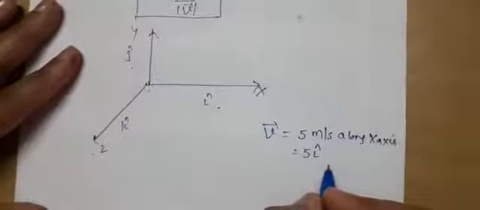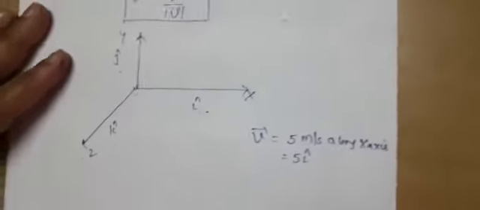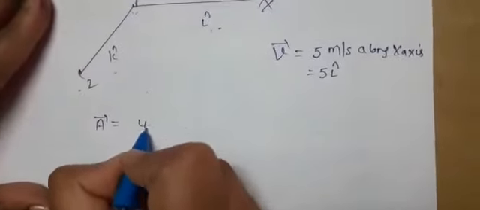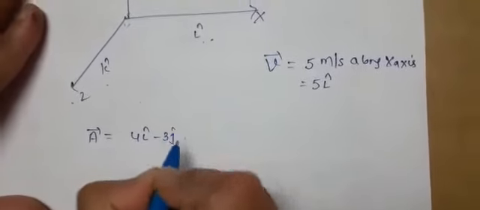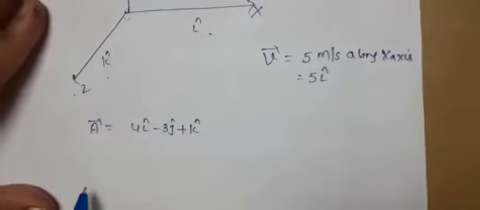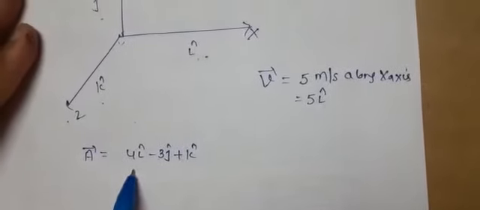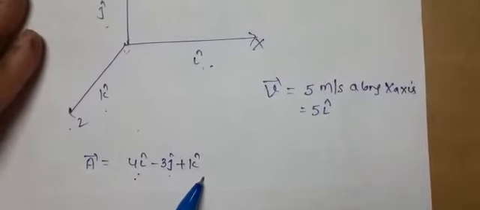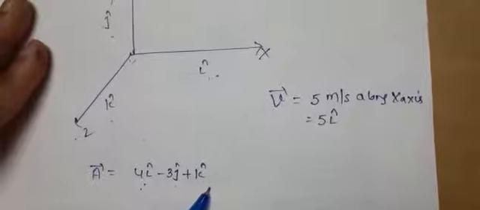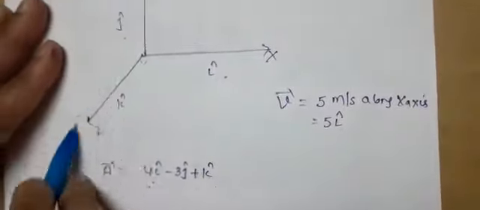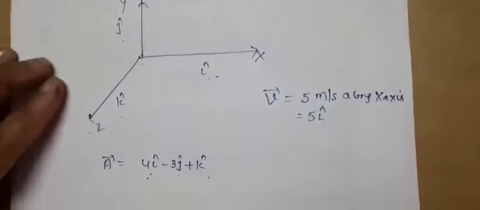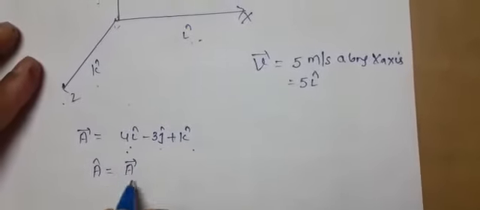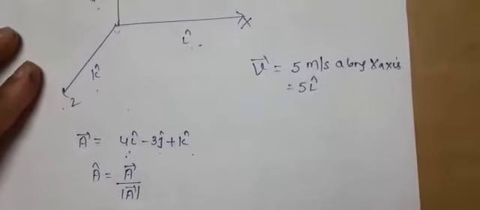Now, to find a unit vector, let me take one example so that it gives you more clarity. The given vector is 4i minus 3j plus k. It means it is a given vector which has an x component, a y component as well as a z component. That means it is a vector lying in space, so all three coordinates are present. As per the formula, the unit vector will be equal to the vector divided by its magnitude.